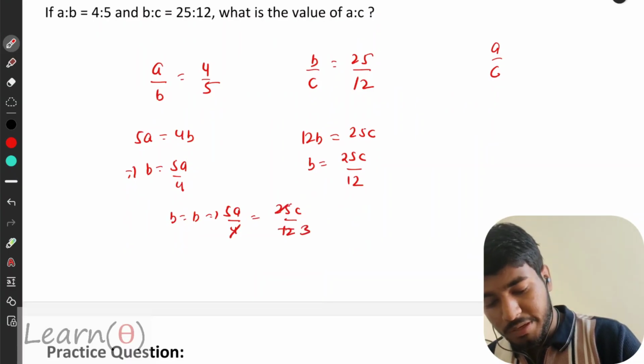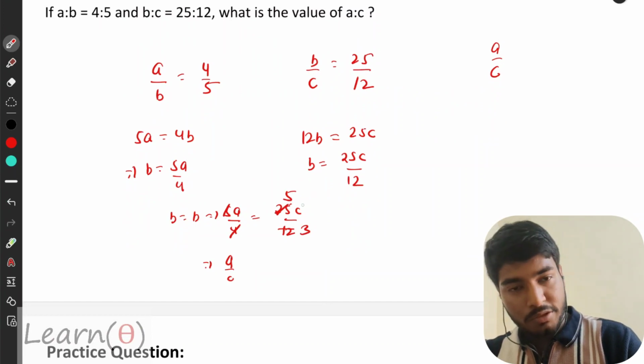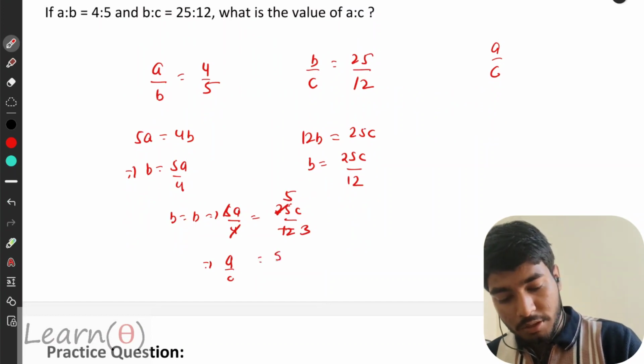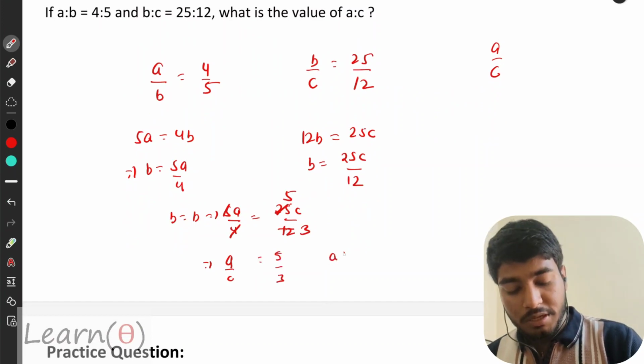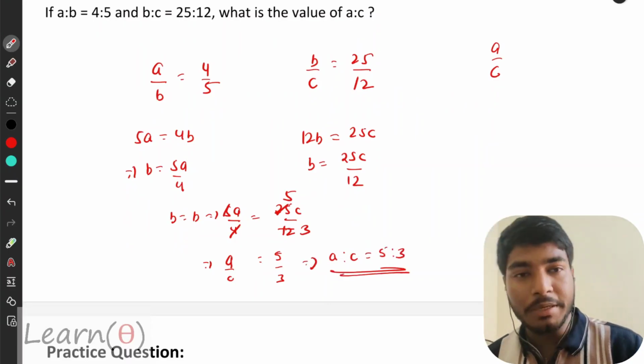This will get cancelled. I want the value of a by c, therefore a is here and c has been down. The value is 5 by 3. The ratio of a is to c is equal to 5 is to 3. I hope this is clear.